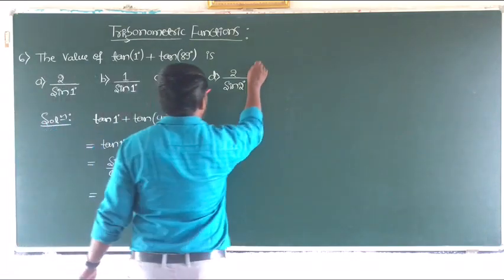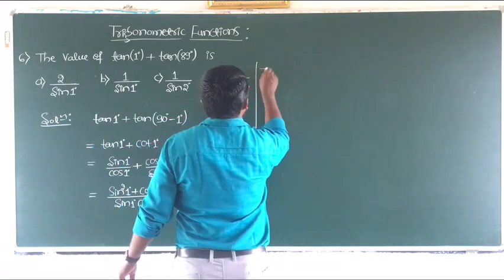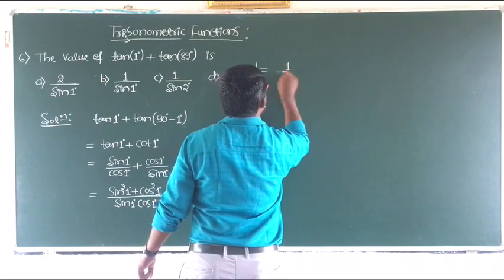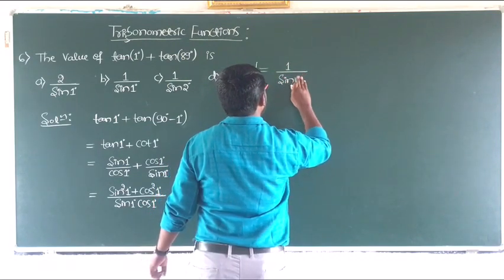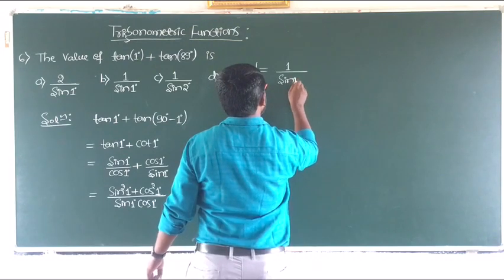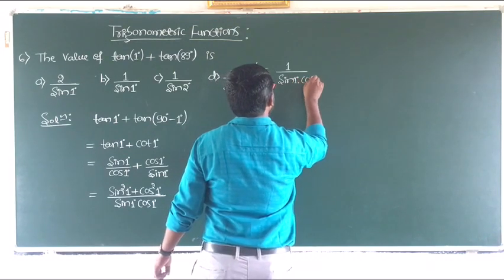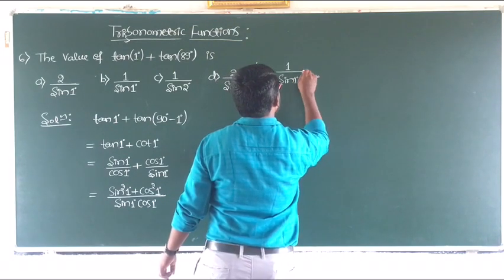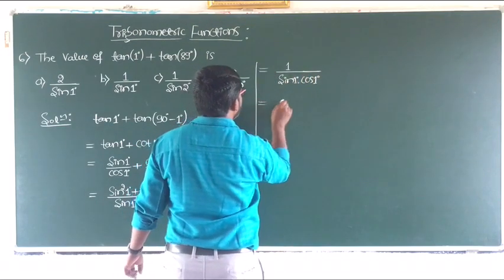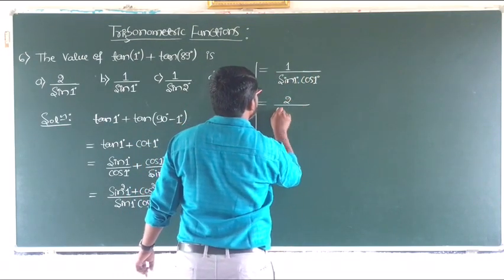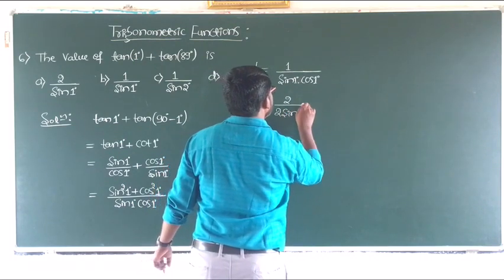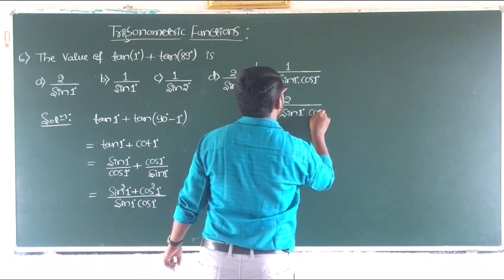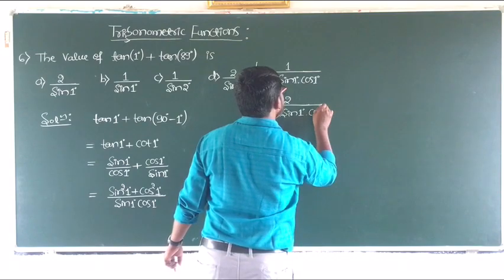So here, which is equals to 1 divided by sin 1 degree into cos 1 degree. So multiply and divide by 2 here, 2 divided by 2 sin 1 degree into cos 1 degree.